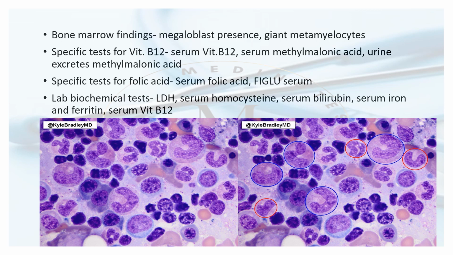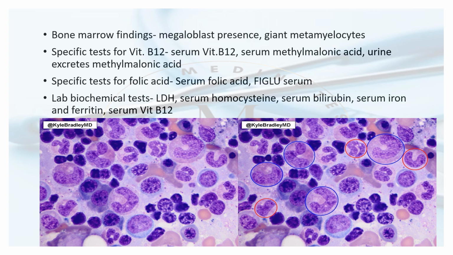When you go for specific tests for folic acid, you would see that we have two tests. One is the serum folic acid test, and the other is the FIGLU test. In the serum folic acid test, you would see a decrease in the serum folic acid, and in the FIGLU test, you would also see a decrease.